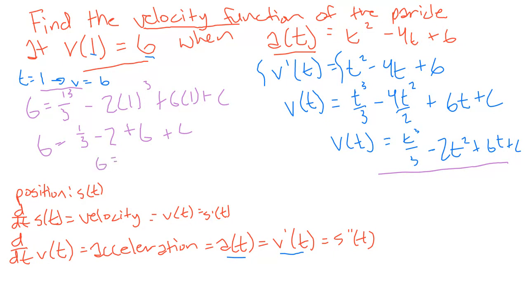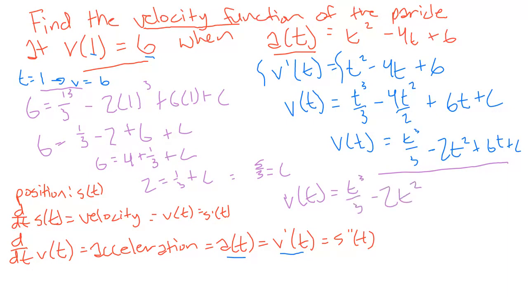6 is equal to 4 plus 1/3 plus c. Subtracting 4 from both sides gets us 2 equals 1/3 plus c, and subtracting 1/3 from both sides gets us 5/3 equals c. So therefore, our particular solution is going to be v of t is equal to t cubed over 3 minus 2t squared plus 6t plus 5/3.